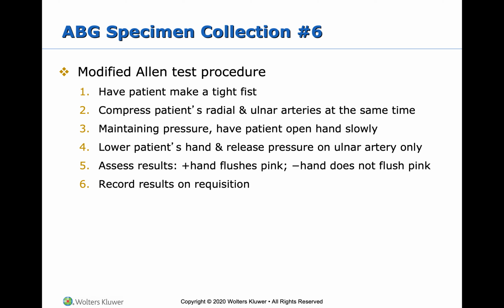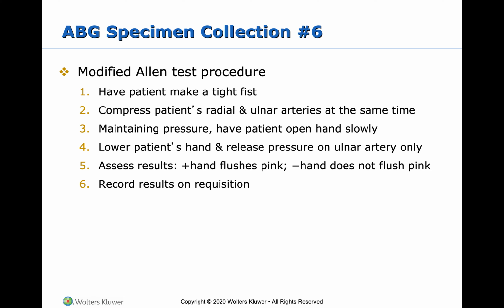Okay, so for your modified Allen test procedures, I'm going to go through the procedure for your modified Allen test and ABG collection on the PowerPoint, and then I'm going to show you the video just to reiterate what I said. First, you're going to have your patient make a tight fist, and then you're going to compress their radial and ulnar arteries at the same time. Your goal with that is trying to cut the blood supply off to the hand completely.